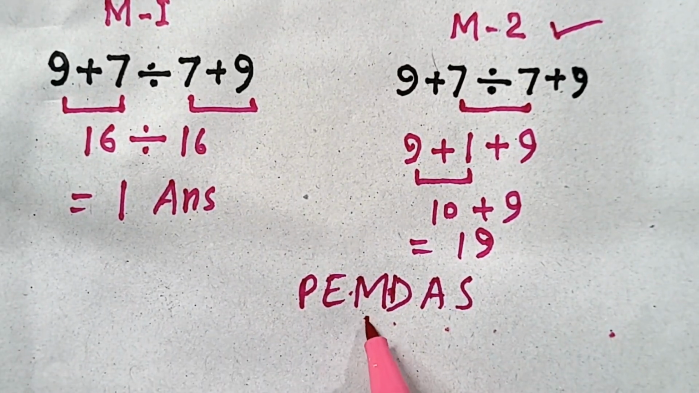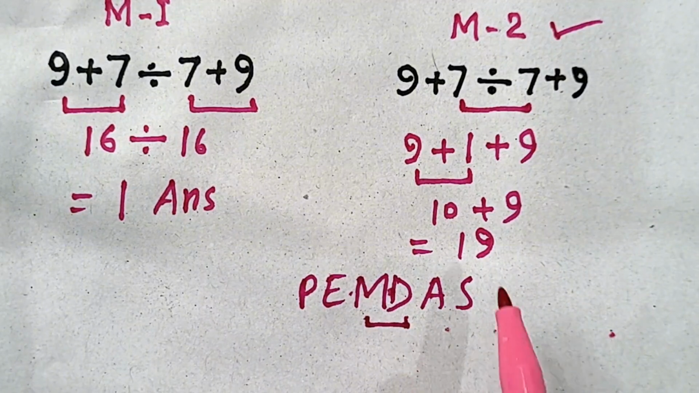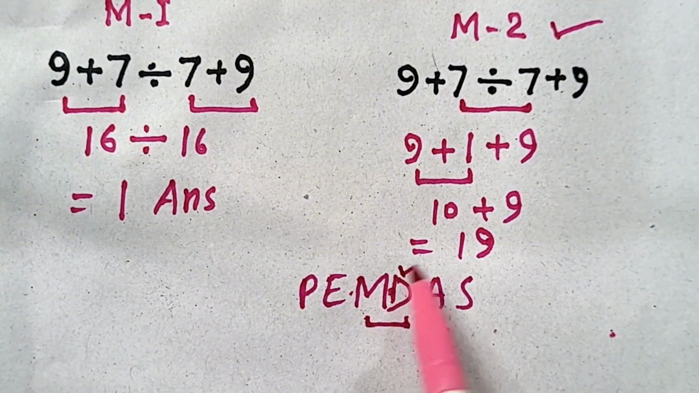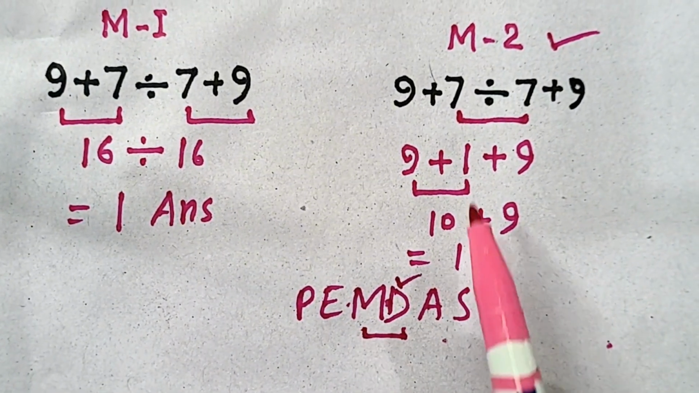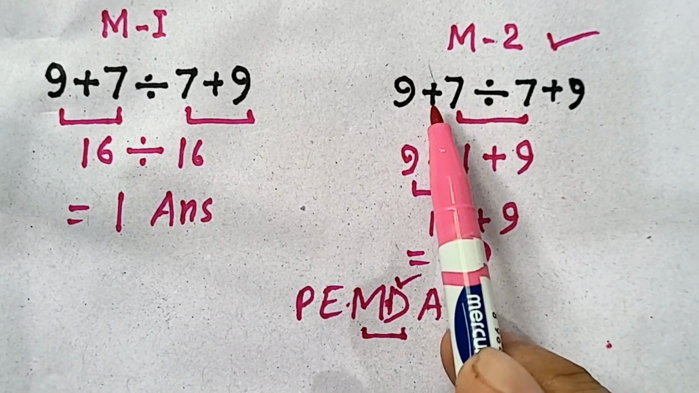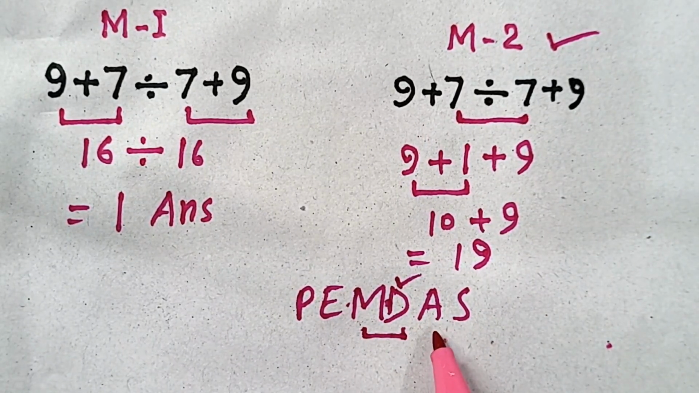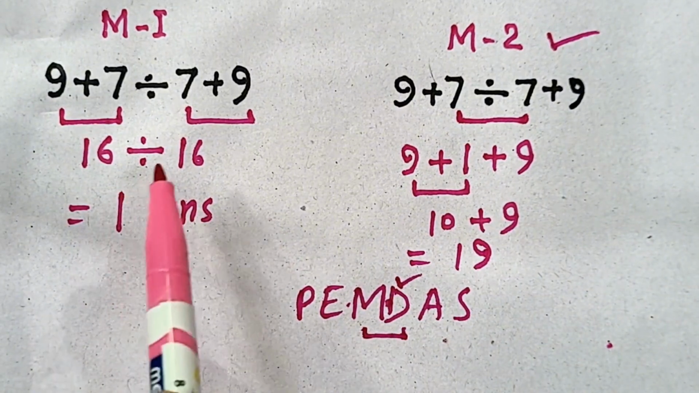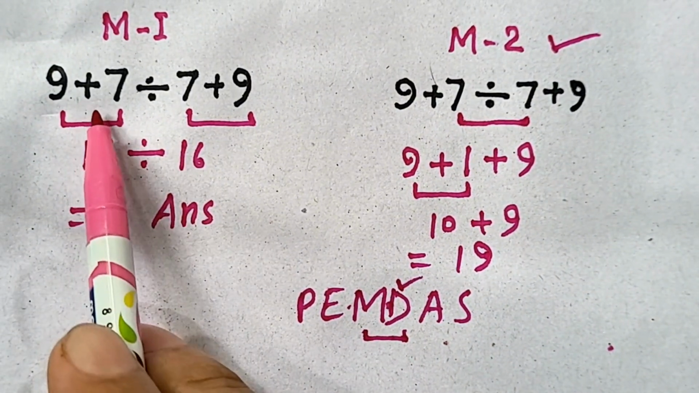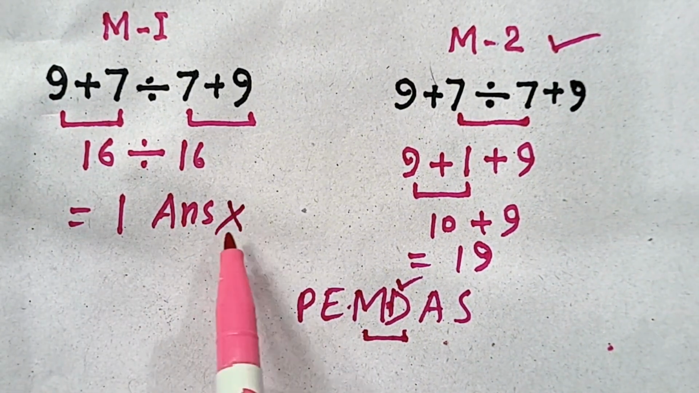So if multiplication and division are involved, first of all, we have to solve division. And this question has division and addition, so we will perform division first, then addition. In the first method, we solved addition first. That's why it is wrong.